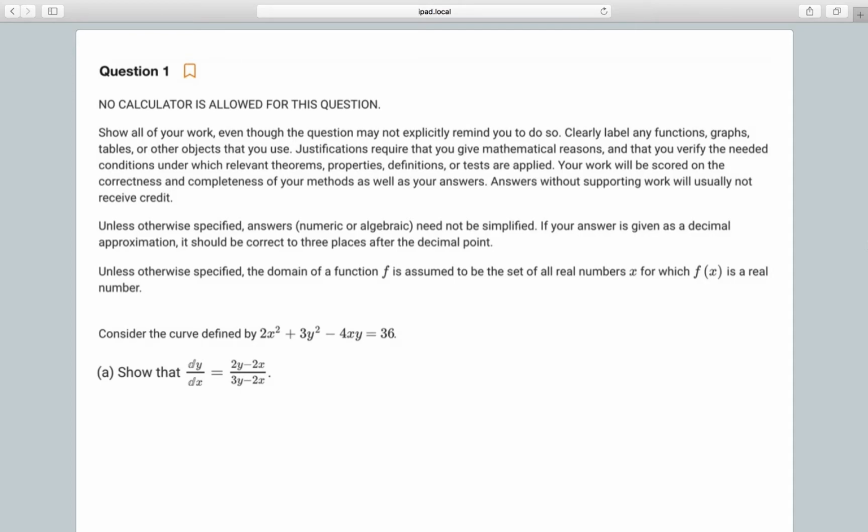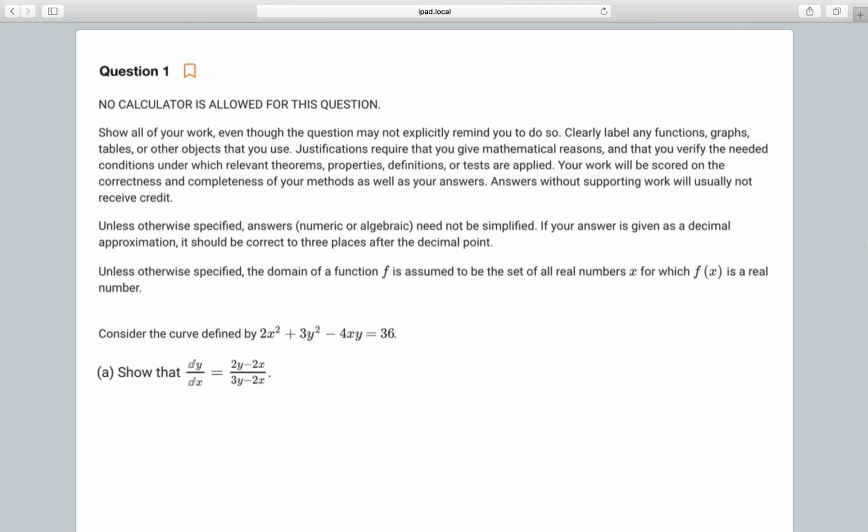So it says no calculator is allowed for this question. Remember that all of the questions on this year's AP exam will be calculator allowed. All right, so the first one, we're given an implicitly defined function in terms of x and y, and they're asking us to show that the derivative simplifies to 2y minus 2x over 3y minus 2x.